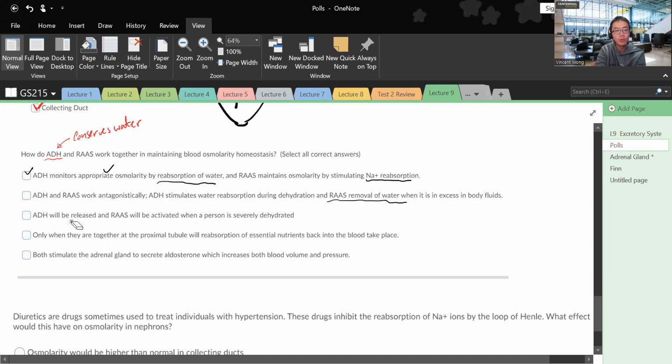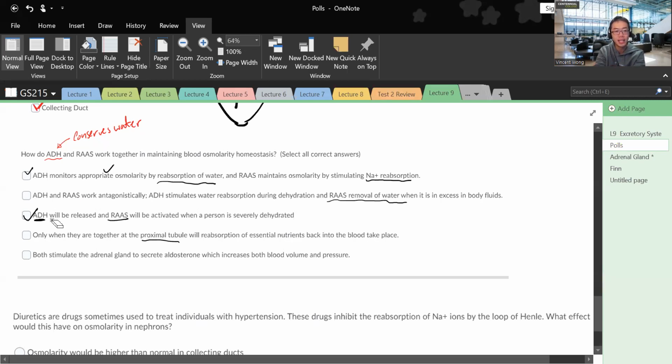ADH will be released and RAS will be activated when a person is severely dehydrated. That is correct. Severely dehydrated, you need to conserve water through ADH, and the RAS will help you maintain blood pressure. Only when they're together at the proximal tubule will reabsorption of essential nutrients back to the blood take place. That's not true. Reabsorption at the proximal tubule happens regardless.